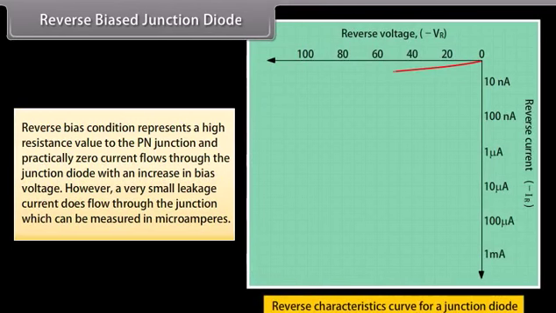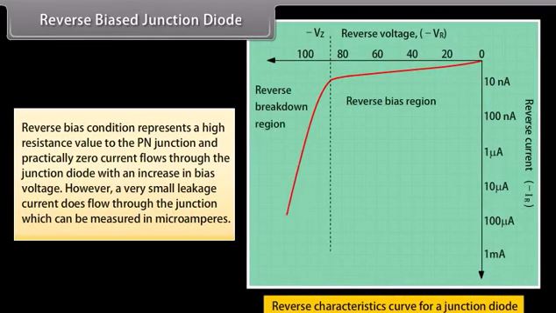Reverse bias condition represents a high resistance value of the PN junction, and practically zero current flows through the junction diode with an increase in bias voltage. However, a very small leakage current does flow through the junction, which can be measured in microamperes.